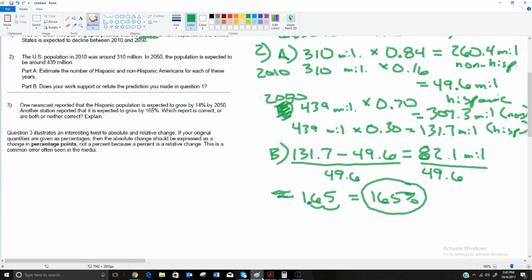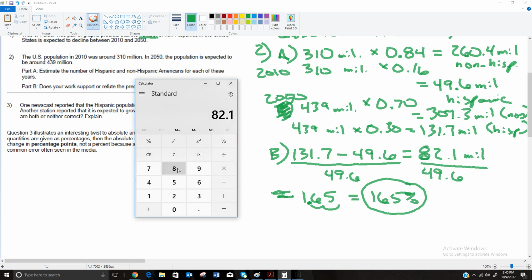So let me show that on the calculator real quick. 82.1 divided by 49.6. Usually we're used to the number on top being smaller than the number on the bottom, but in this case it's not. They've actually rounded this wrong, so I'm going to fix this. It's actually 1.655, and so it should be 166%.